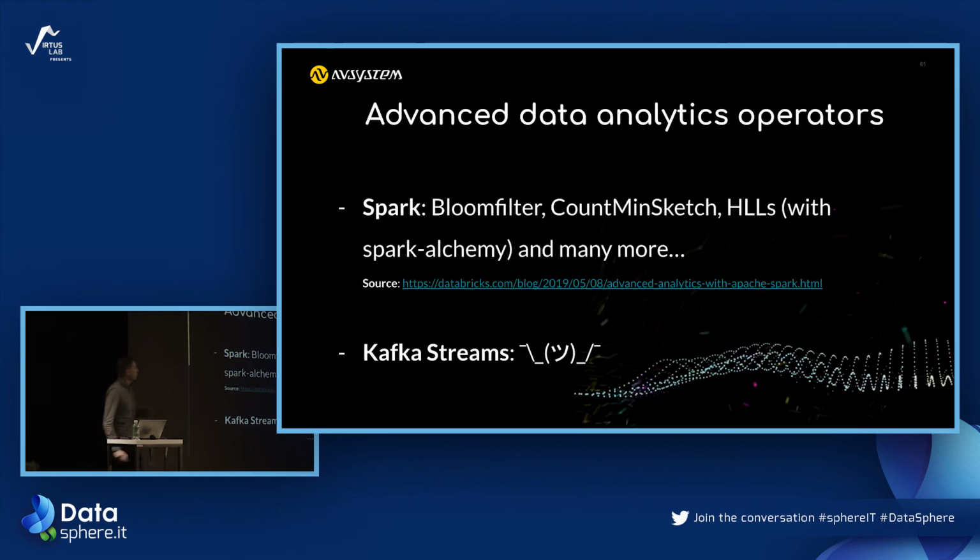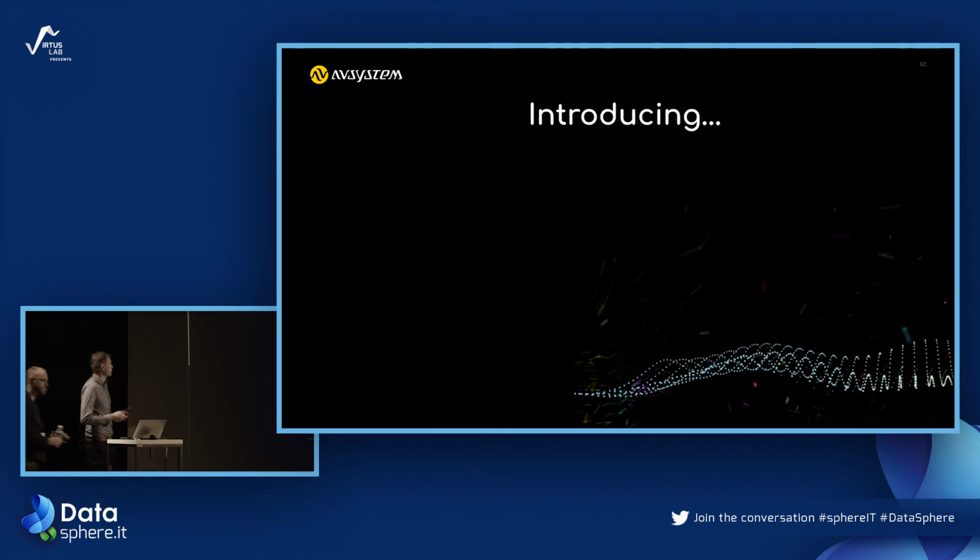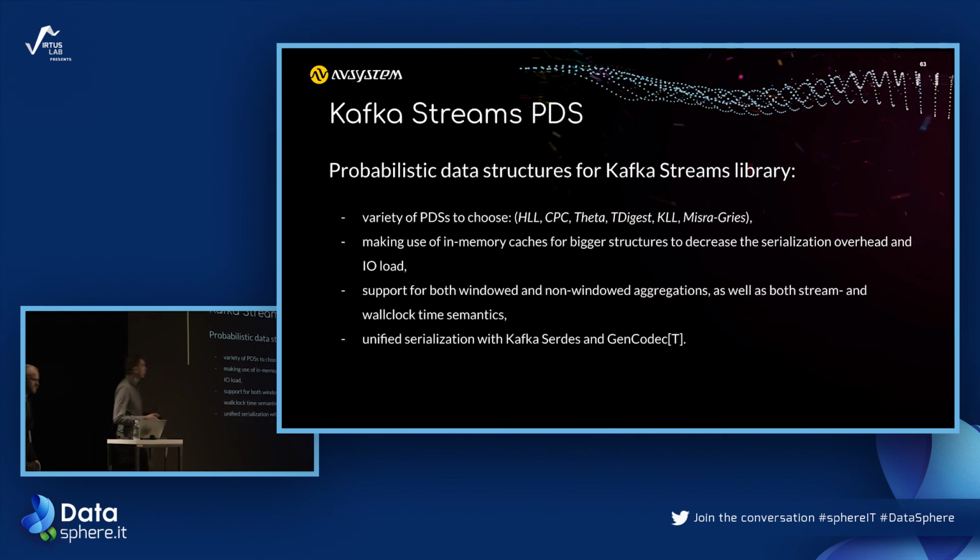There are some advanced data analytics operators in Spark, like Bloom filter, count sketch, HLL, using a library like Spark Alchemy. But for Kafka Streams, well, not much. You have this aggregate operator that I've mentioned before, and that's it. You need to just integrate all of these structures by yourself. So actually, what we've done, we did that.